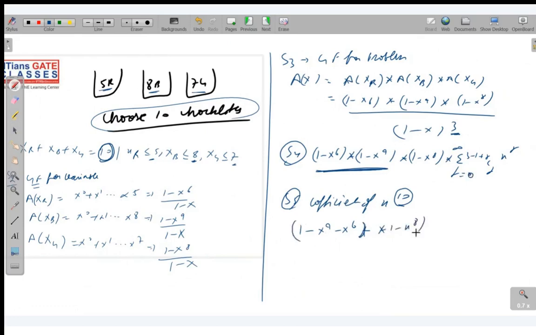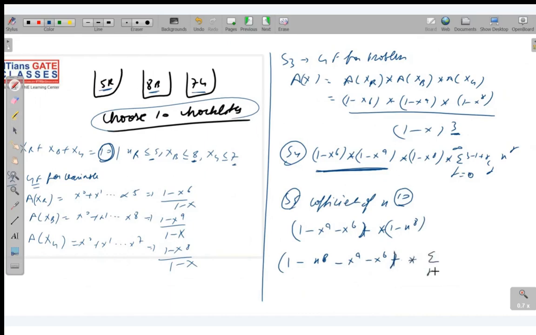So I will simply write it like this, multiplied by 1 minus x power 8. Okay. So now I will say 1 into 1, 1. 1 minus x power 8, minus x power 9. Plus 9 plus 8, it is more than 10. Just leave it. Then minus x power 6. Then plus x power 6 into x power 8. Just leave it. It's not for us because it will be more than 10.